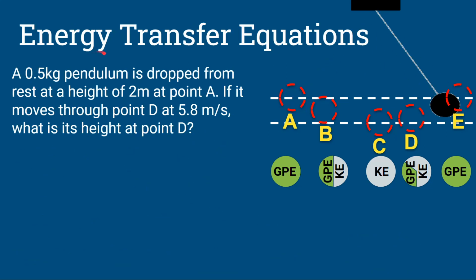All right, so let's take a look at another one. A 0.5 kilogram pendulum is dropped from rest at a height of 2 meters at point A. So this is the same setup we started with last time. If it moves through point D at 5.8 meters per second, what is its height at point D?